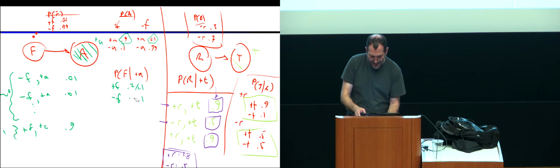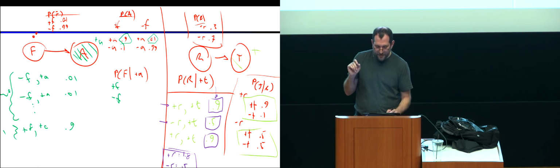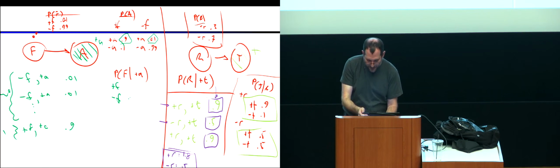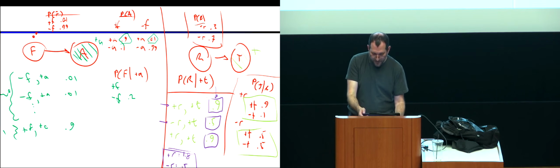Let's try that again, but right, instead of just swapping them. Minus F: there are 20 minus F, plus A samples, but in aggregate they only have weight 0.2. Plus F, plus A: there's only one sample of that, but in aggregate it has weight 0.9. That's not a probability distribution. I have to normalize by the total weight.